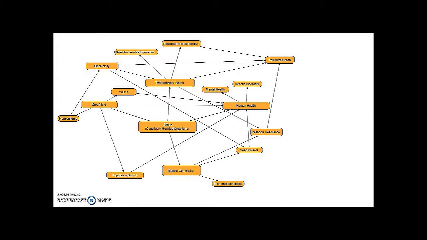GMOs, or genetically modified organisms, are connected to a variety of complex issues today. For example, they're connected to environmental issues, human health, biotech companies, and crop yield. These issues are in turn connected to a variety of other sub-issues. For example, biotech companies are connected to the economic monopoly that there is on GM crops. They're also connected to seed patents, and the rising prices of seeds is connected to human health and mental health. Thus, all the complex connections between GMOs and other issues are clearly visible, demonstrating how they are an increasingly important issue in this changing world.